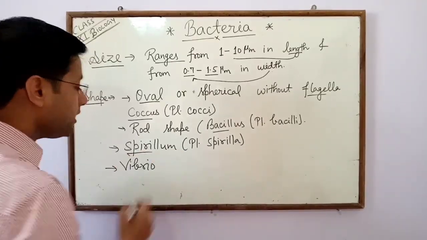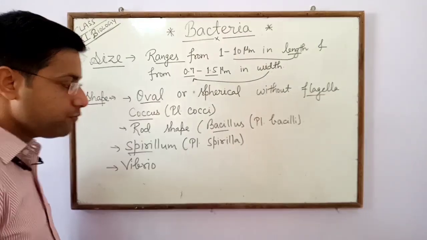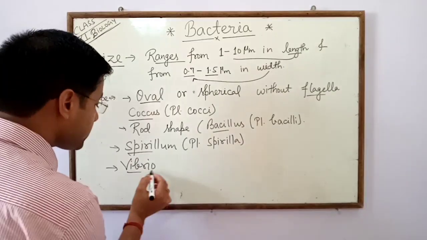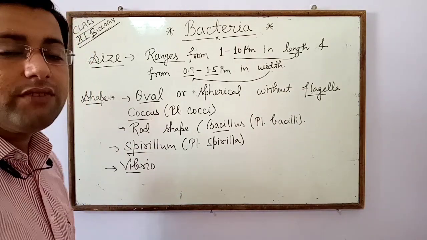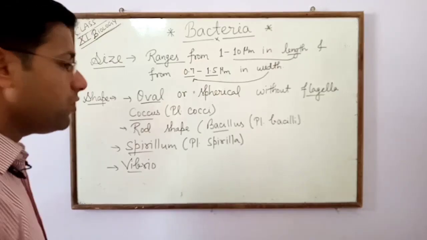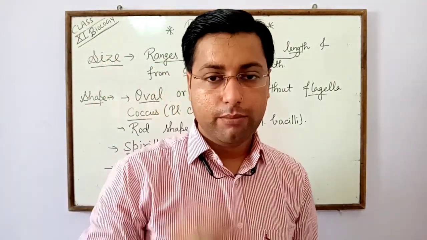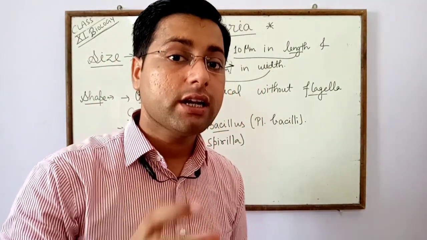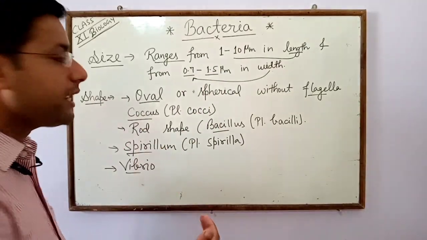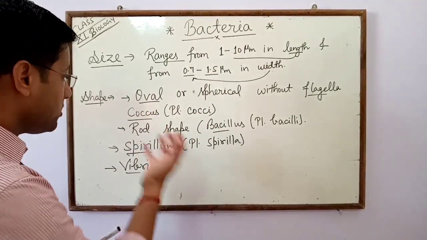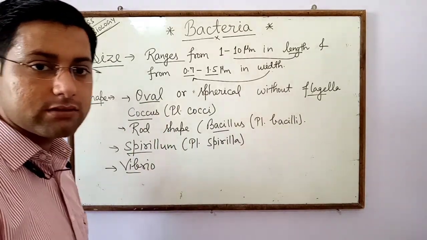After that, some are spiral shaped, that is spirillum, plural spirilla, and some are C or comma shaped, called vibrio. One example is Vibrio cholerae. Vibrio cholerae causes cholera disease. So there are different types of shapes in bacterial cells: some are oval or spherical, some are rod shaped, spirillum or vibrio.